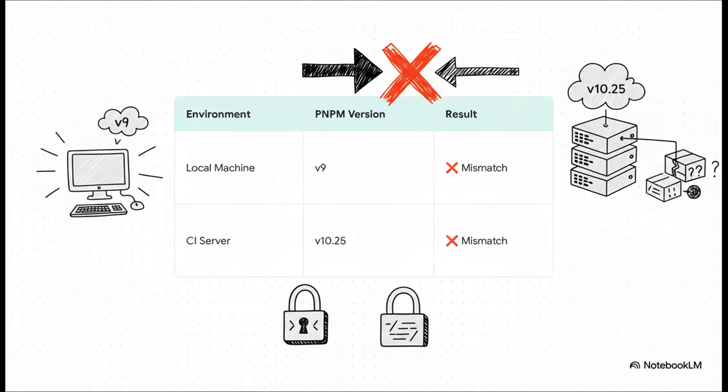Well, the culprit was hiding in plain sight all along. Turns out, the developer was running pnpm version 9 on their local setup, but the CI server was on a much newer version, 10.25. So the very tool being used to install everything was different between the two environments. That's what was creating the different lock file. The problem was never in the code, it was in the environment itself.